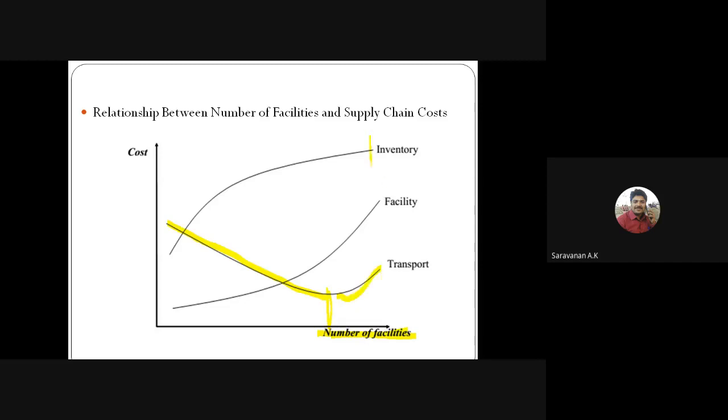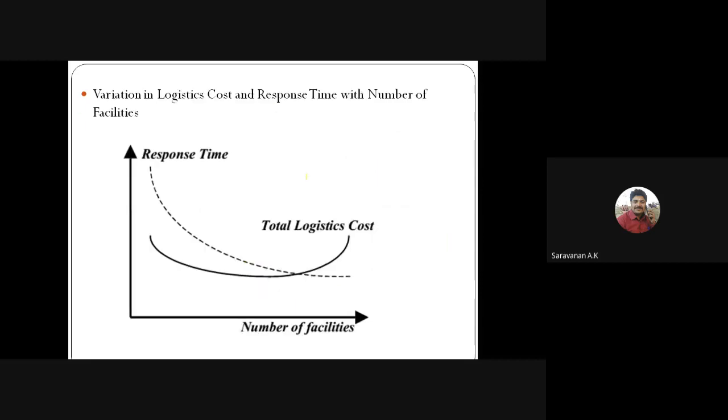So here the total cost incorporates these three. That is called the total cost of the supply chain: inventory cost, facility cost, and transportation cost. So the overall logistics cost means here the inventory, facility, and transport. These three are incorporated.